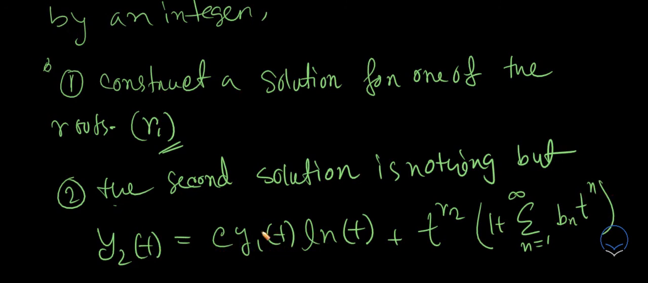So all you need to do is to find this y1, and then use this formula to construct the second solution. And this also comes from a theorem like we did for the equal root part.